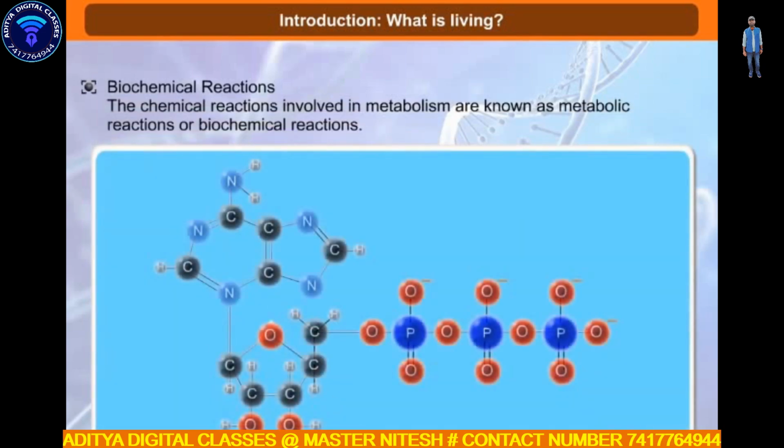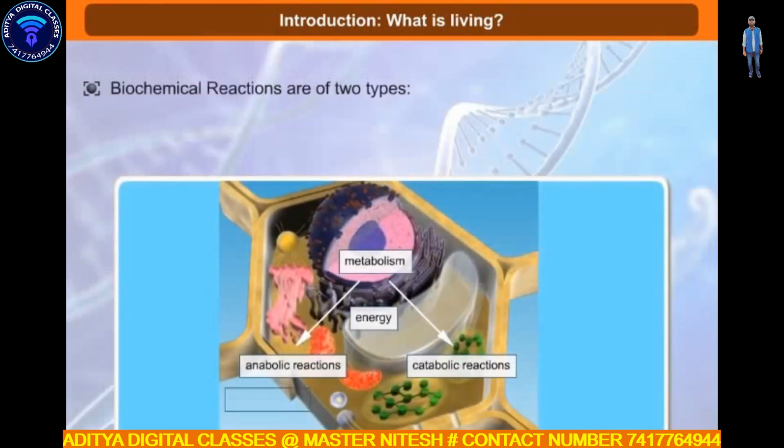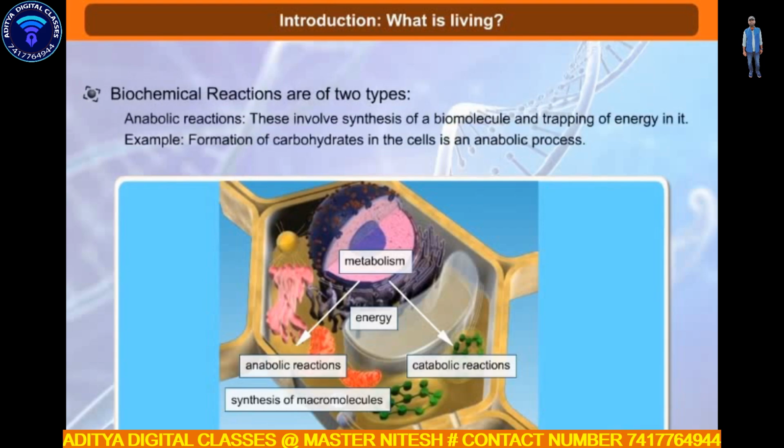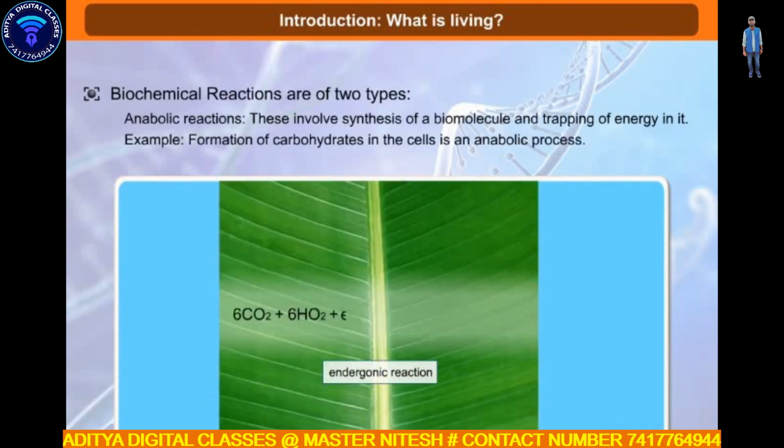Biochemical reactions. The chemical reactions involved in metabolism are known as metabolic reactions or biochemical reactions. Biochemical reactions are of two types. 1. Anabolic reactions. These involve synthesis of a biomolecule and trapping of energy in it. Example, formation of carbohydrates in the cells is an anabolic process.